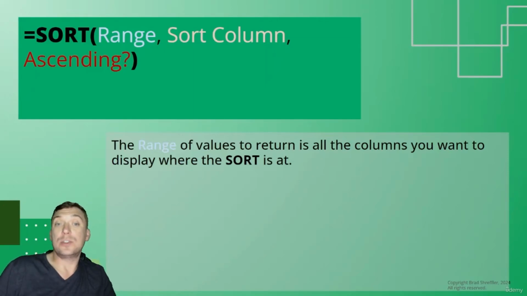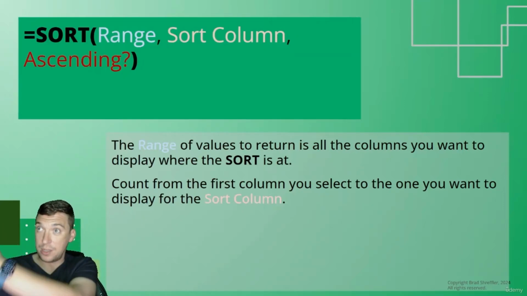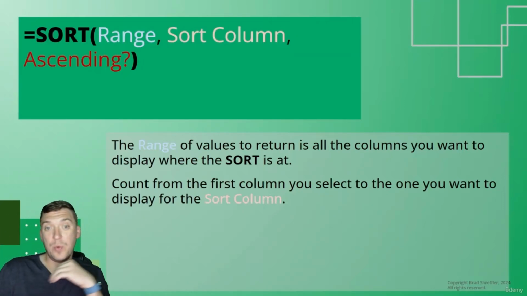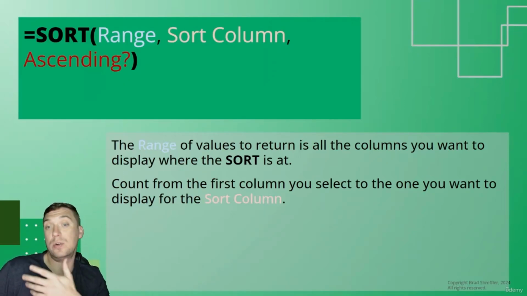The next is the sort column, and this works exactly like a VLOOKUP index does. If you remember that option on a VLOOKUP, we counted the number of columns over from where we started to the one we wanted to return. In this case, we count from where we started to the column that we want to sort by. So if we pull just one column of data, then this is just going to be 1. If we pull 3 or 4 and we want to sort it on the second column, it would be 2.